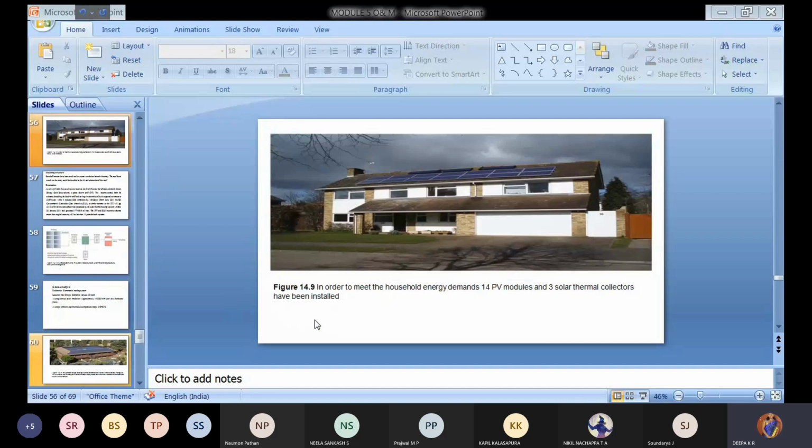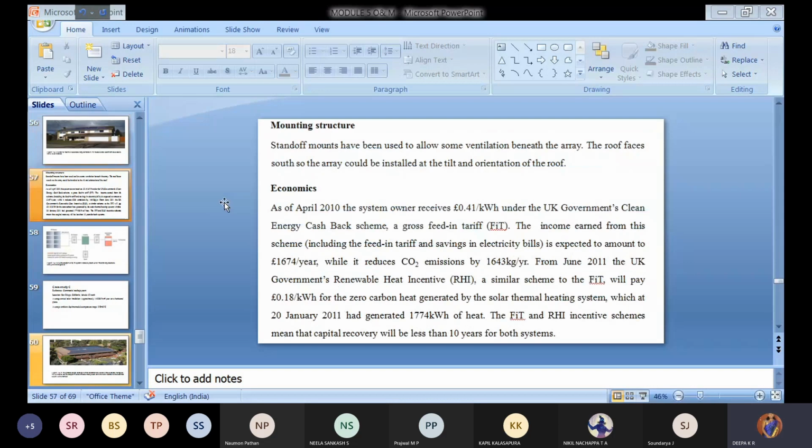In order to meet the household energy demand, 14 PV modules and 3 solar thermal collectors have been installed. From here itself you can observe the structure is polycrystalline, and you can calculate the number of modules also: 1, 2, 3, 4, 5, 6, 7. So 7 into 2, 14 PV modules are connected. So this is completely for household application. So what is the mounting structure? Can you tell me?